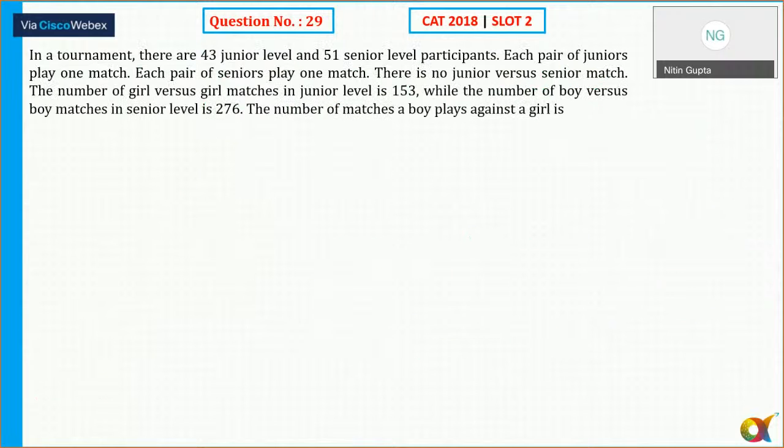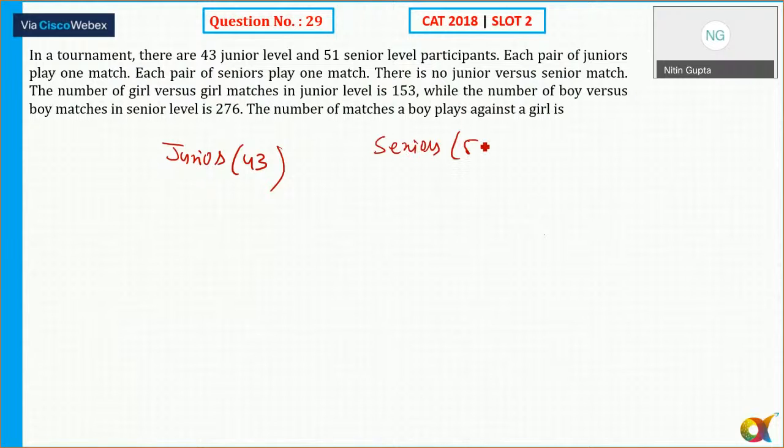29. Based on permutation combination, let's see. In a tournament, there are 43 junior level participants. So how many juniors are there? That is 43. And 51 senior level participants. So how many seniors are there?